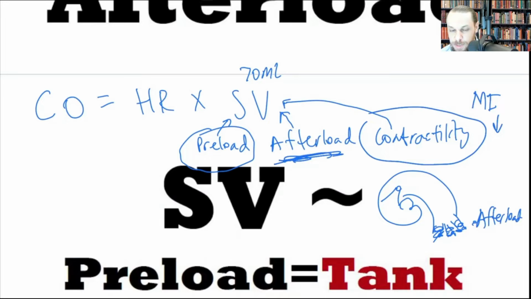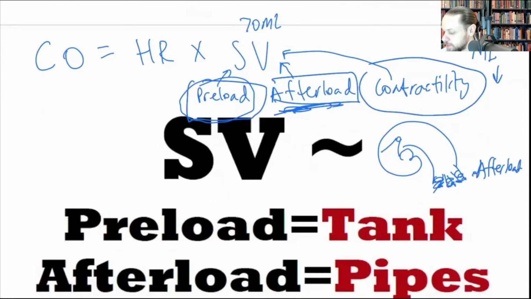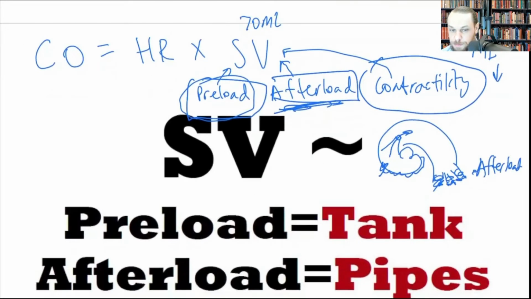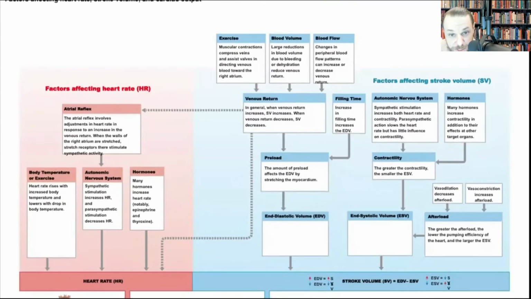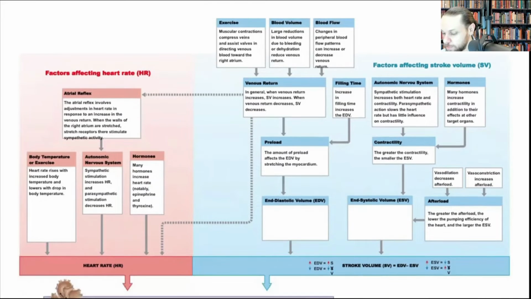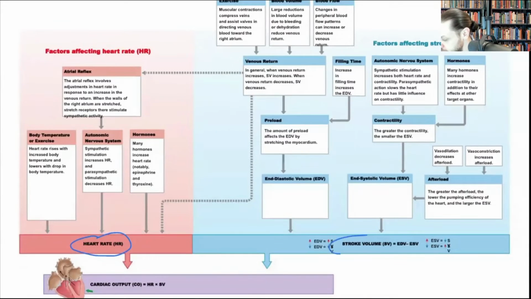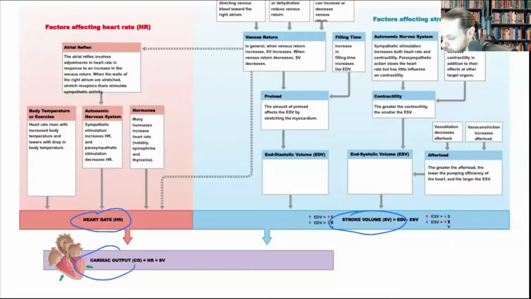So stroke volume is determined by preload, how much is coming in, afterload, all the resistance that the ventricles must overcome in order to eject blood out, and the contractility of the myocardium in order to push the blood forward. Right? This is basically everything I just talked about, and they give you the overview factors. The formula being heart rate times stroke volume gives you the cardiac output, and they give you all the determinants.